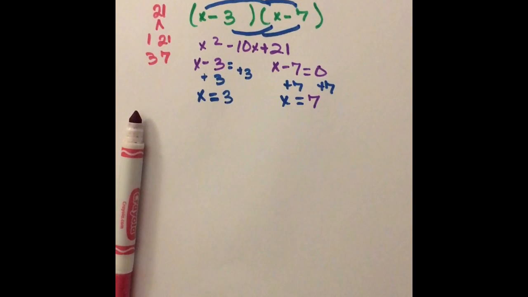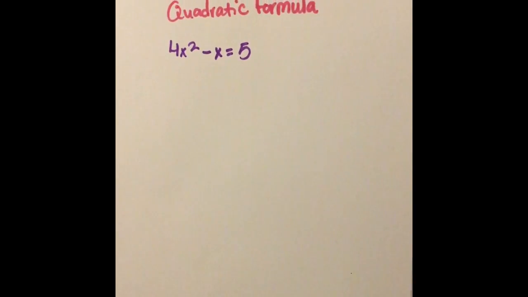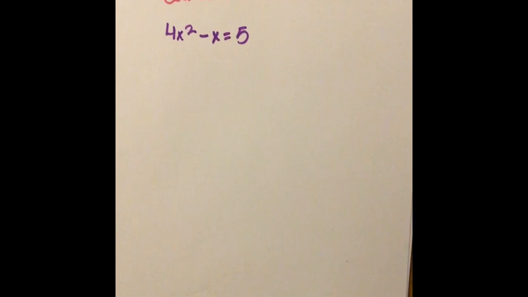And that is all. So in the second part of this video, we are going to learn how to solve quadratics using the quadratic formula. Our first equation is going to be 4x squared minus x equals 5.